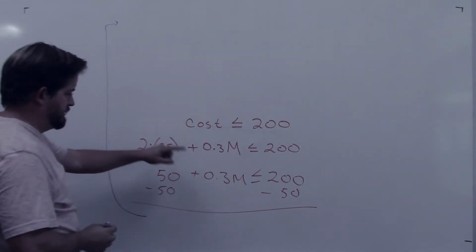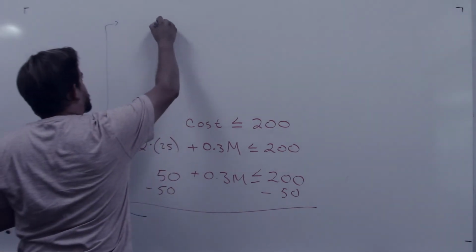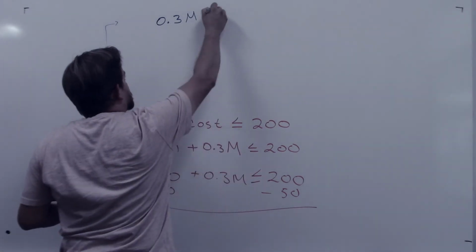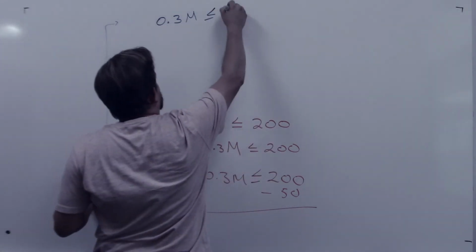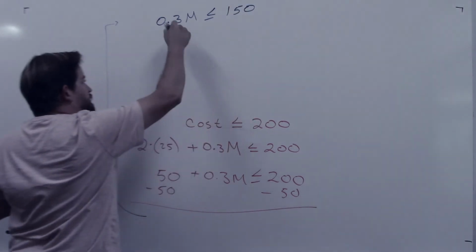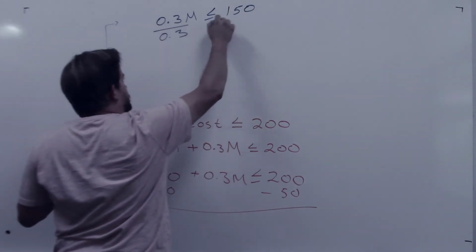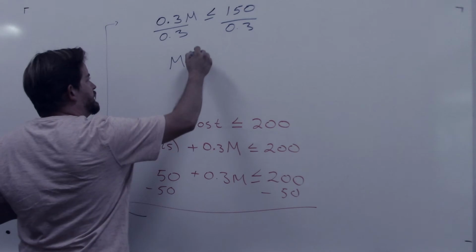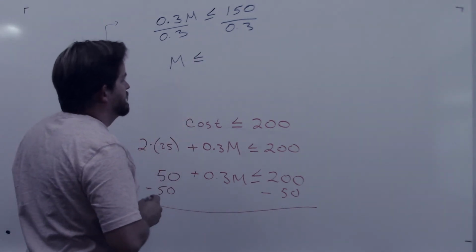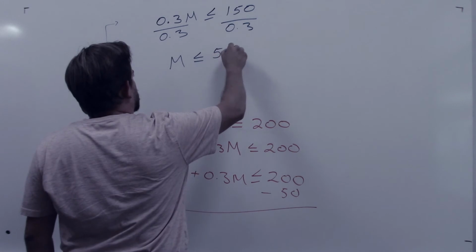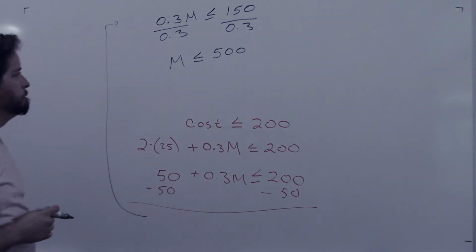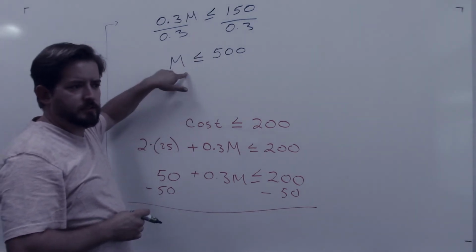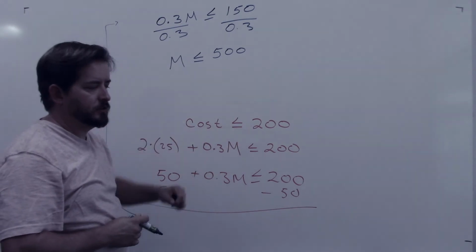turns into 0.3 m on the left is less than or equal to 200 minus 50, which is 150, and then divide each side by 0.3. So m, the number of miles that Jane can drive, is less than or equal to 500. And that's her limiting factor. The most she can drive is 500, but if she drives anything less than that, she still keeps her cost under the 200.